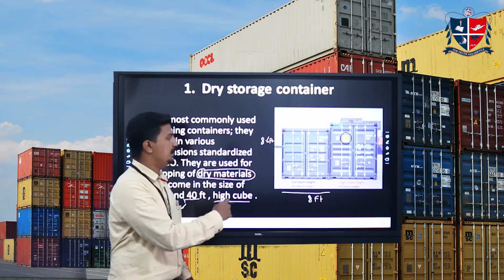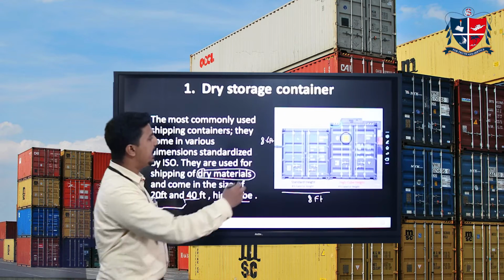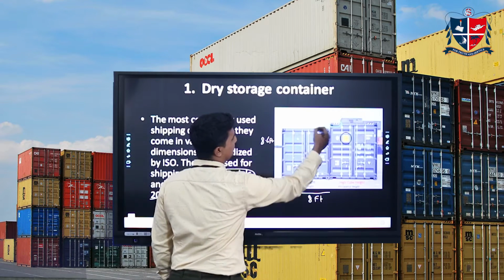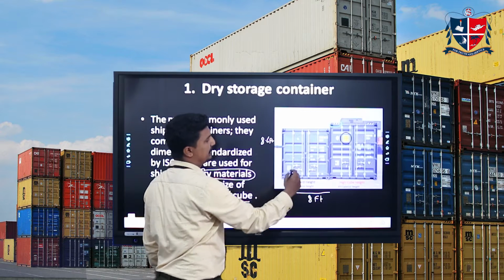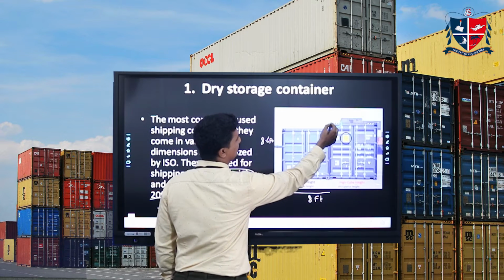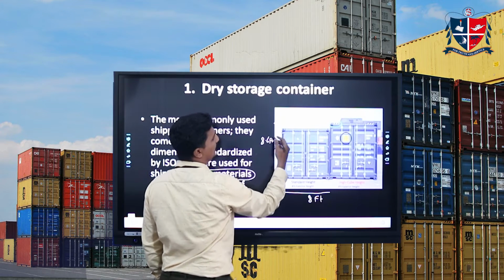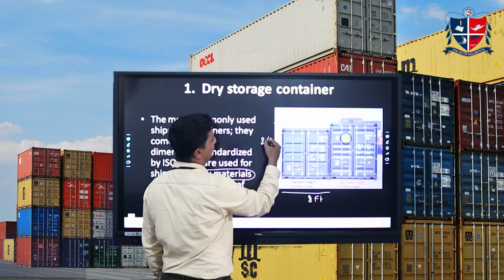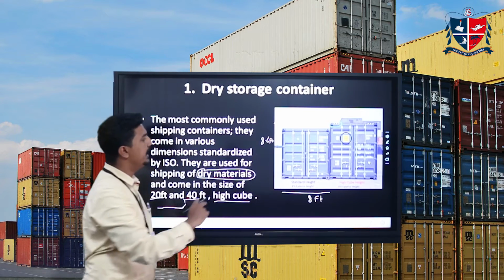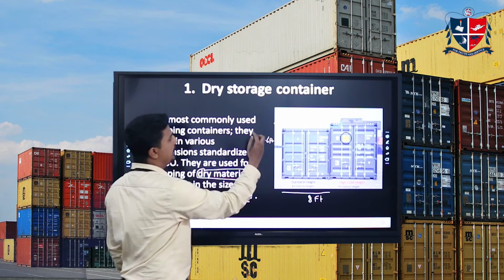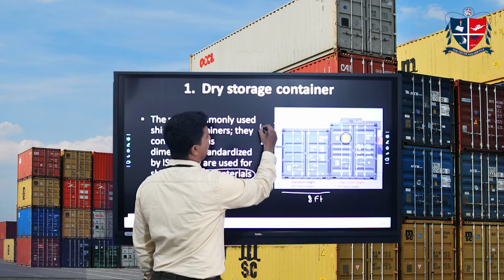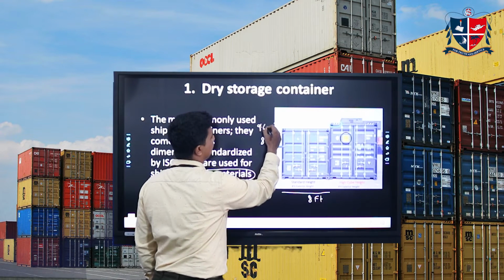When we call it a high cube, the container has a greater height. This is a standard 20 feet container and this is a high cube container. So the height is a little higher than the standard. Here the standard container has only 8.6 feet. The high cube container has 9.6 feet height.